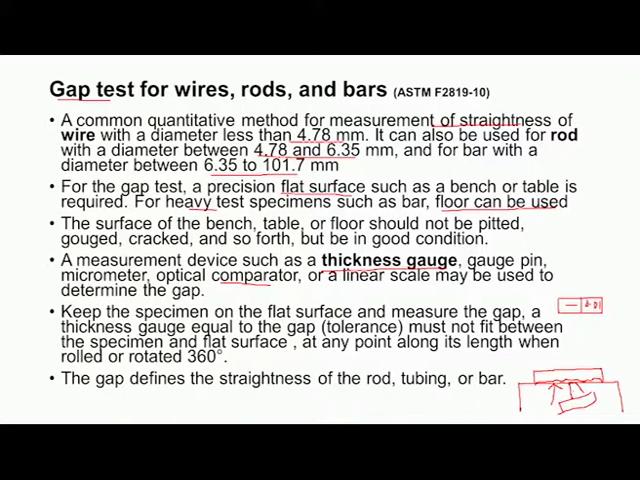We should try to insert the thickness gauge throughout the length, and then rotate at different orientations. Again, we have to check the gap. If the thickness gauge does not enter, then we say that the wire or rod or bar is okay, it is straight. If the gauge enters, then the straightness error is exceeding the limits, and the workpiece is rejected.